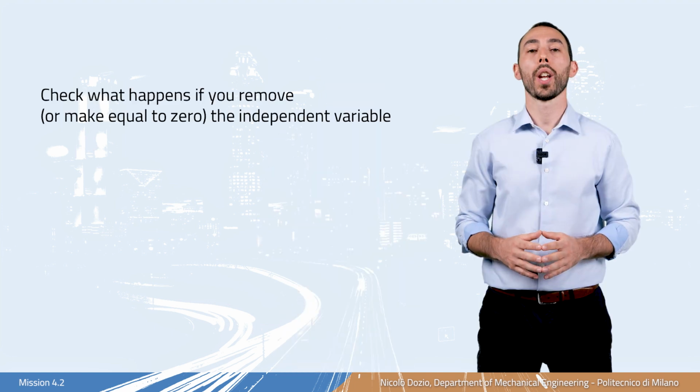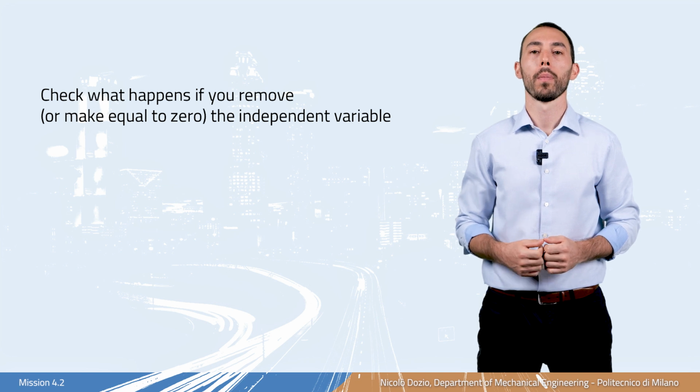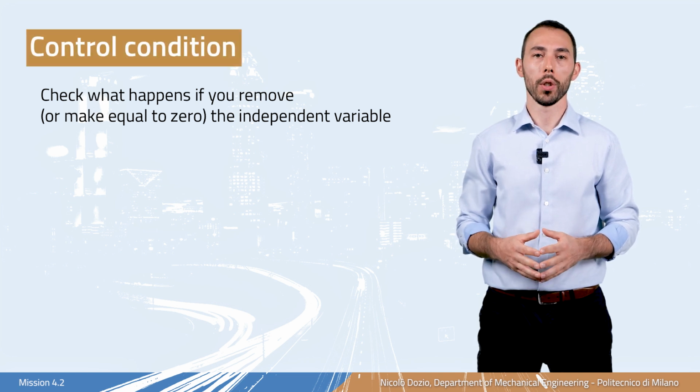The experimental method requires not only to make a distinction between different conditions, but also to check what happens if you remove or make equal to zero the independent variable. This is defined as the control condition.